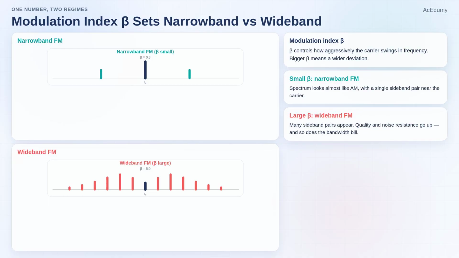When beta grows, the carrier swings far in frequency, and the spectrum opens up into many sideband pairs around the carrier. This is wideband FM. A larger beta improves audio quality and resistance to noise, but it always costs more bandwidth.